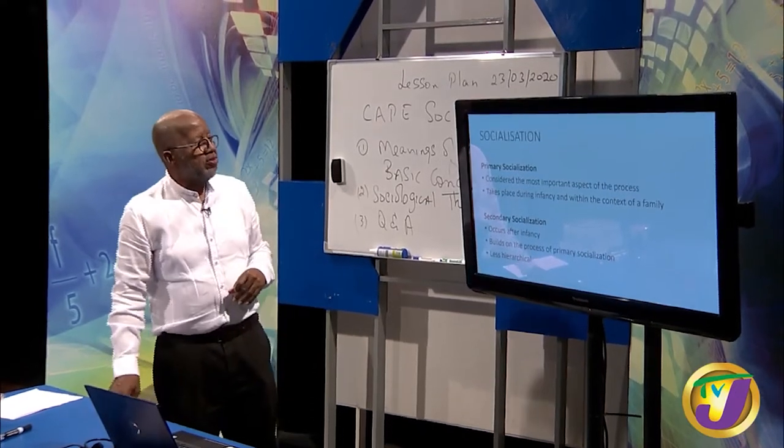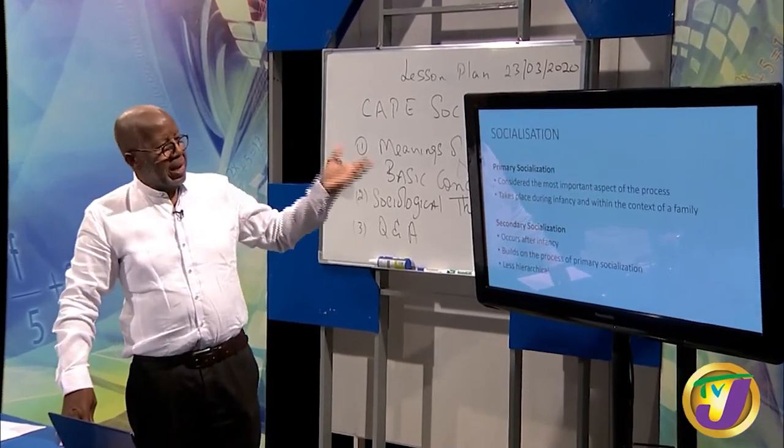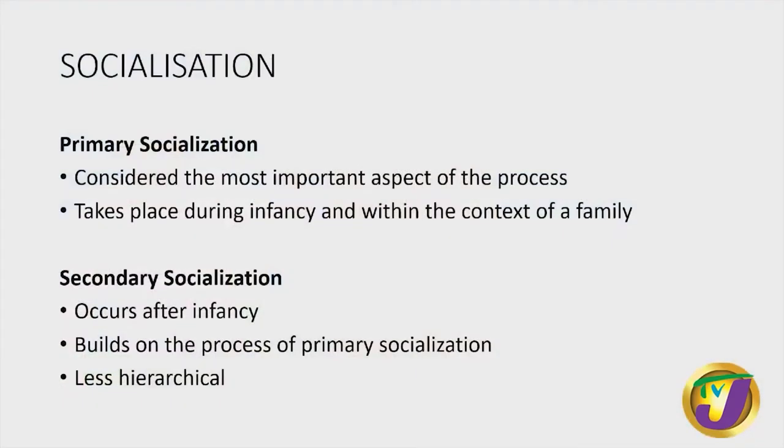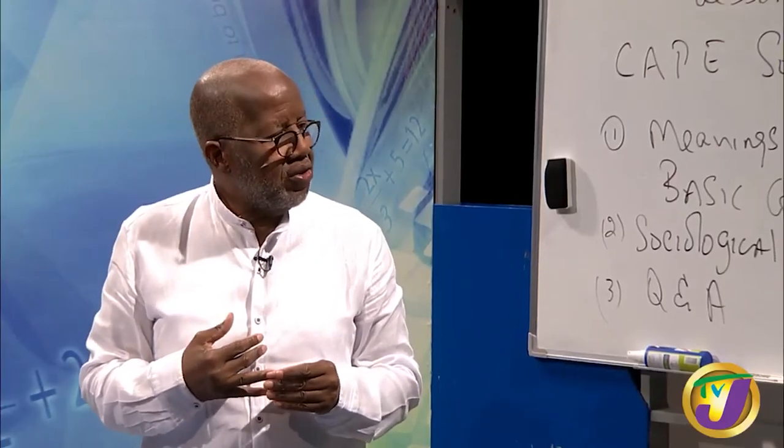So we have primary socialization, that understandably takes place in the primary institution of the family, considered the most important. You're born into a family, and so most of the norms and values that you learn in order to cope in society come through the family. So it takes place during infancy within the context of the family. However, socialization lasts from the womb, they say, to the tomb. But primary socialization takes place in the family, in the primary institution.